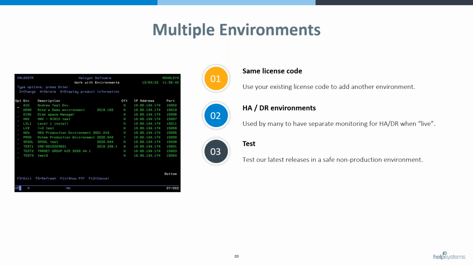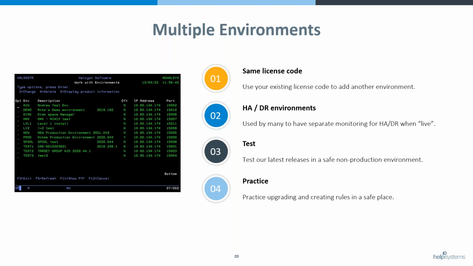You can also test. You can test out our latest releases in a safe, non-production environment. So if you haven't upgraded in a while, you might want to have a look at what features are available rather than just barging straight in with an upgrade. You could install it into a test environment using the same code. It also allows you to practice that upgrade process and create rules in a safe space without affecting your Halcyon production monitoring.